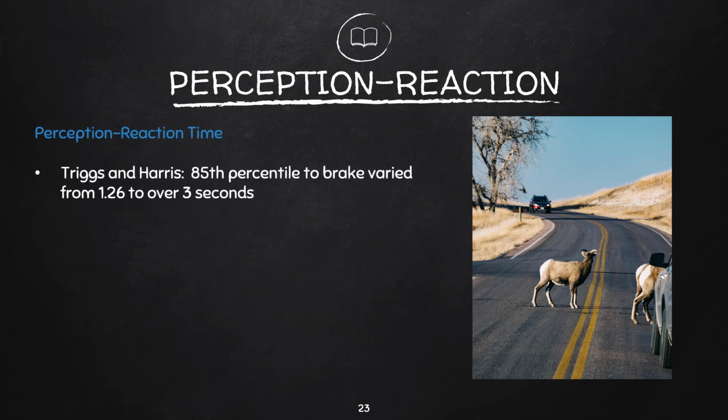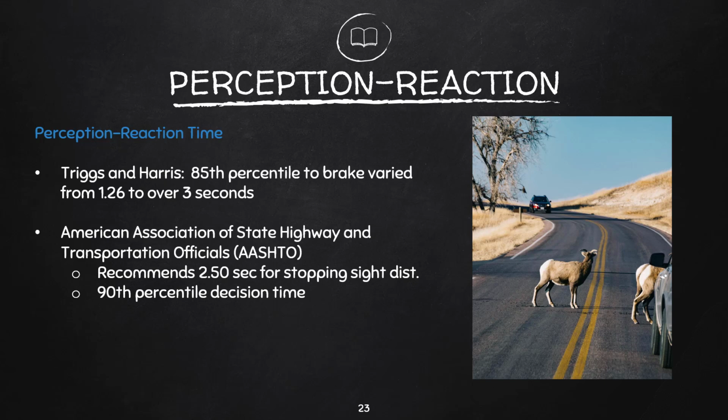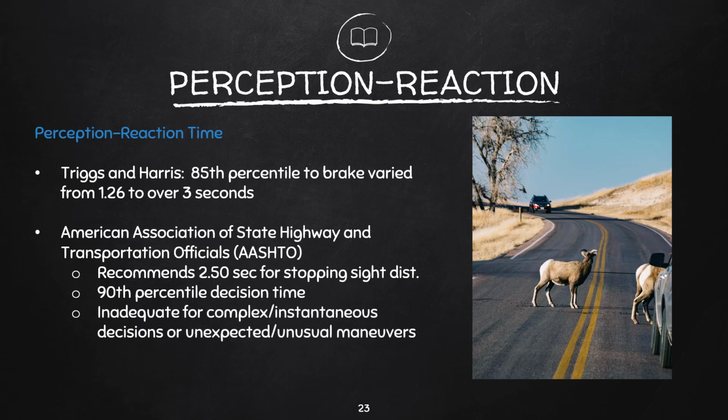According to Triggs and Harris, the 85th percentile to brake varied from 1.26 to over 3 seconds. And according to the American Association of State Highway and Transportation Officials, or what we know as AASHTO, the recommended time is 2.5 seconds for stopping sight distance, a 90th percentile decision time, inadequate for complex or instantaneous decisions or unexpected or unusual maneuvers. Decision sight distance: we will be going over these sight distances in the next parts of module 3.